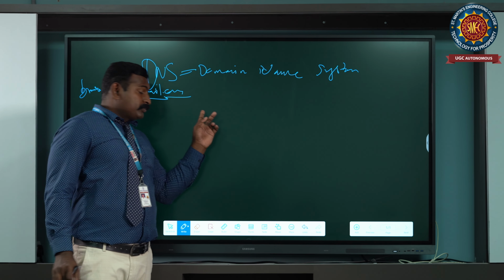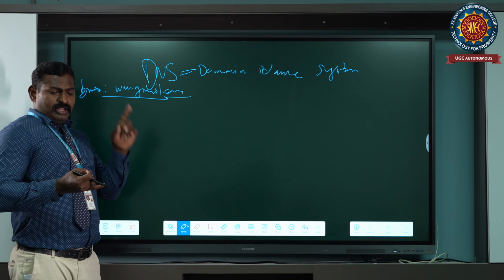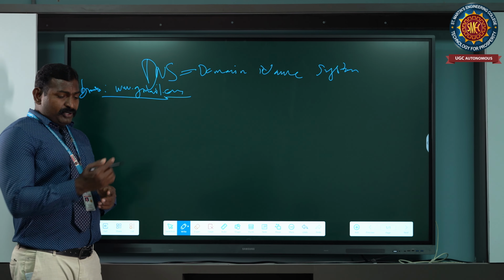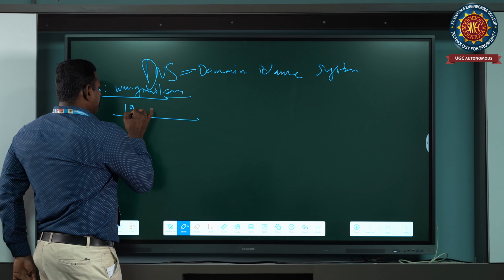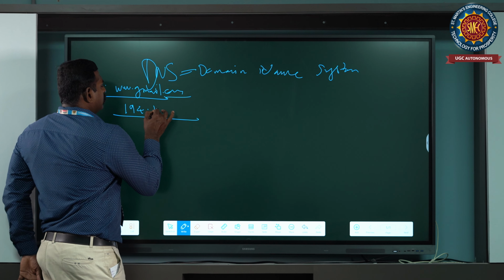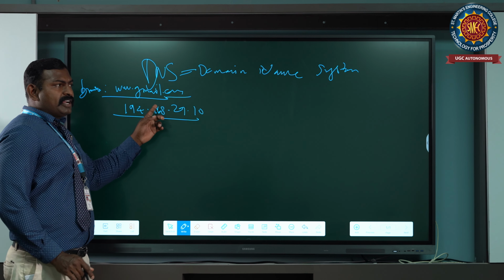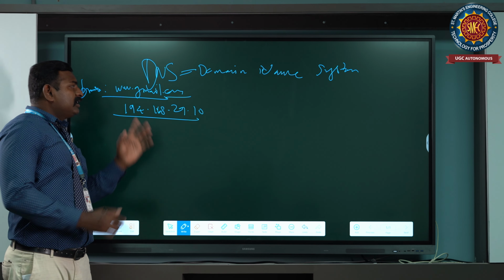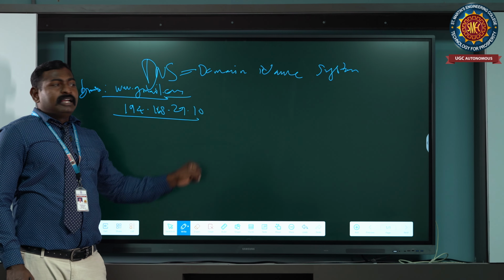Gmail.com. Now, if we know the IP address of Gmail, not only Gmail, YouTube, Google, each and everything has an IP address. If we know the IP address of Gmail, we can write it directly here. For example, I am writing 194.168.29.10. For example, this is the IP address of Gmail. We need not write this. Directly we can write it, and the next second we can get the home page of Gmail.